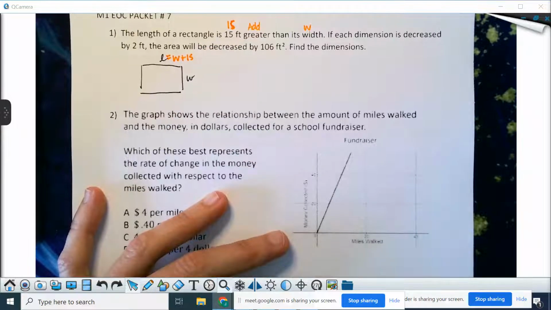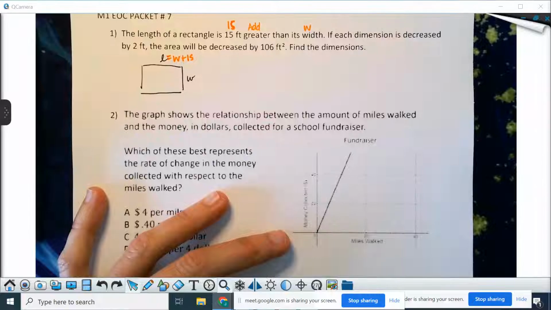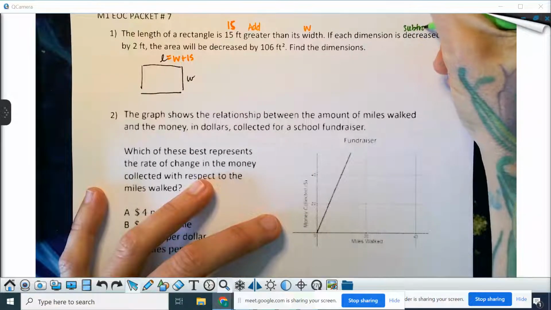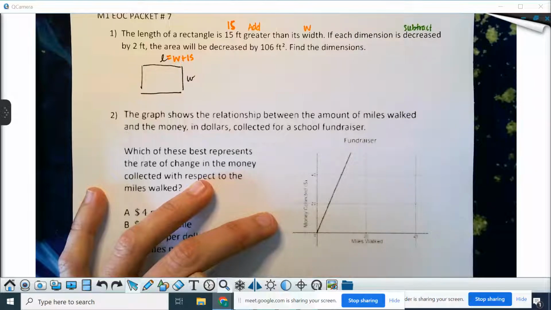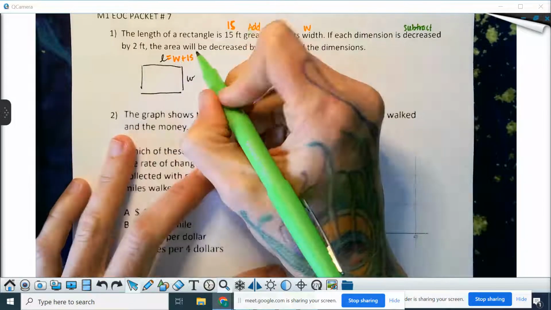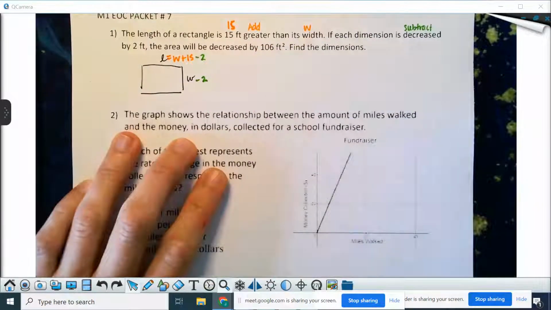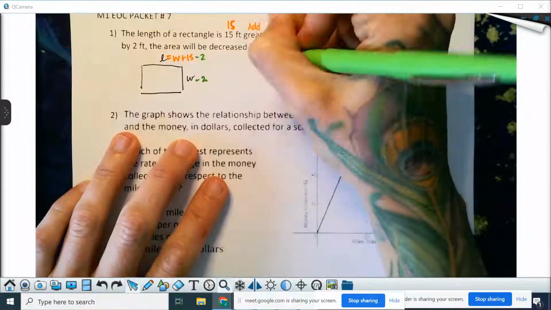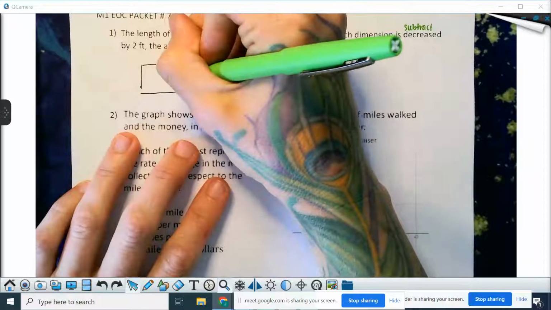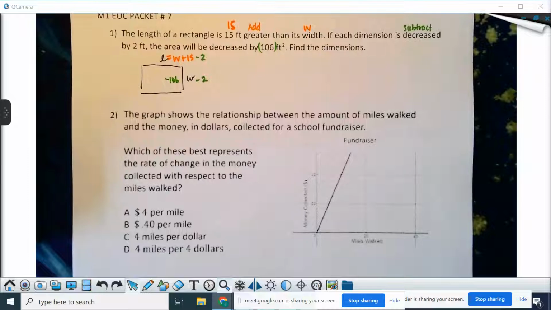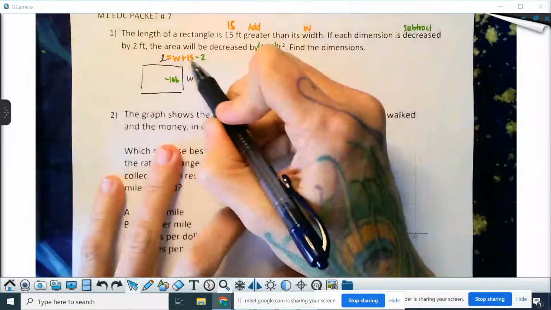If each dimension is decreased, so decreased means we're going to subtract. Decrease by 2, so I'm going to take 2 from each one. The area will be decreased by 106. So again, decrease is subtract that 106. But we need to know what the area was before we took 106 away. And that's our original dimensions.